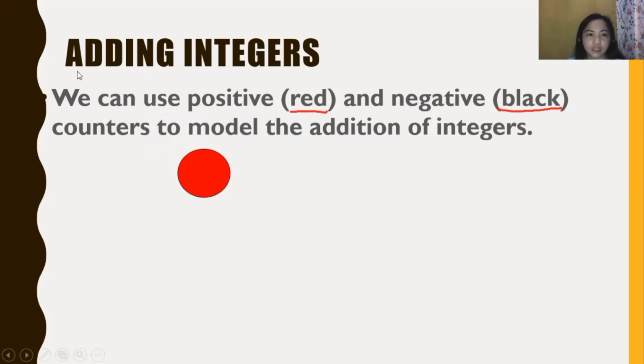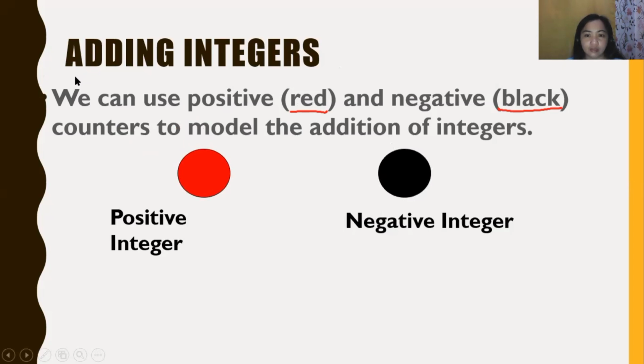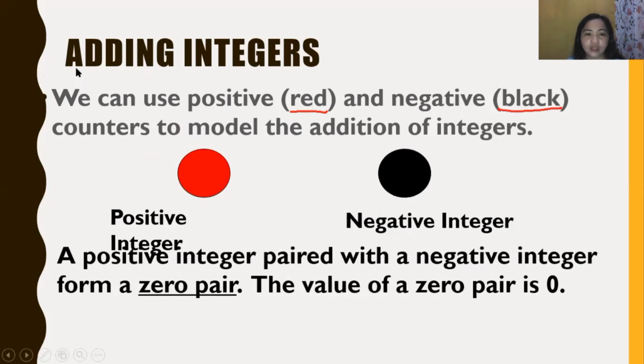So this represents a positive number, and this represents the negative integer. A positive integer paired with a negative integer forms a zero pair. Kapag may nakita kayo, isang positive, isang negative, that means zero pair. The value of a zero pair is 0. Now, let's proceed. Okay, pag may nakita kayong dalawang ganun, that means 0.